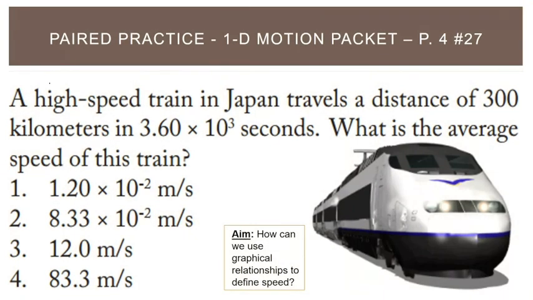Okay. So as is always the case, the first thing we do whenever we solve one of these physics problems is we write down the information they gave to us. They told us the distance is 300 kilometers, right?